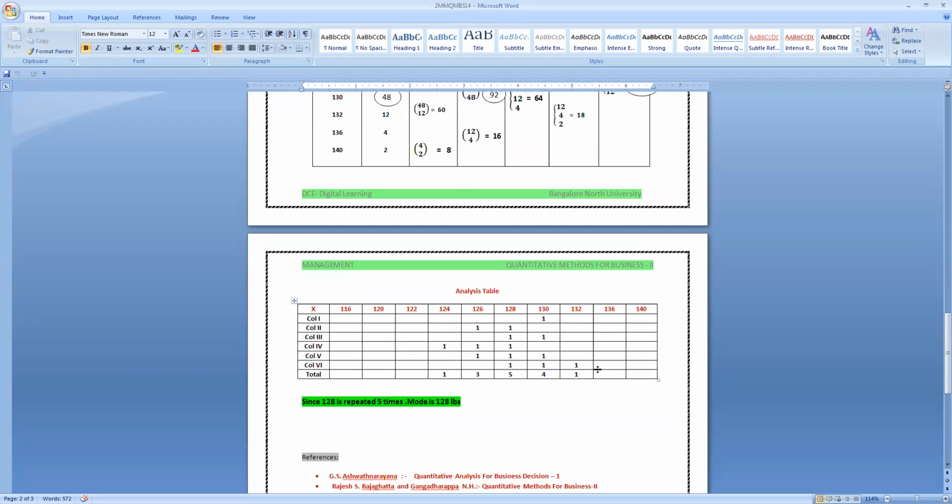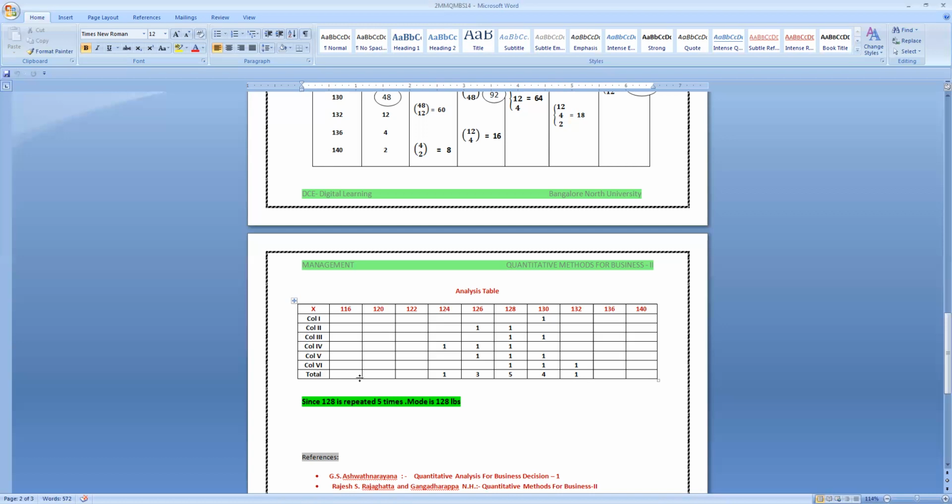After marking all the values, we should go for totaling. The last column will become the total. We should add how many 1s are there in that particular row. In front of 124 only 1 is there. Here we have 1, 2, 3, so we total 3. In the case of 128, the total number of ones is 5: 1 plus 1 plus 1 plus 1 plus 1 becomes 5. For variable 130, the number is 4. And for 132, the number is 1.